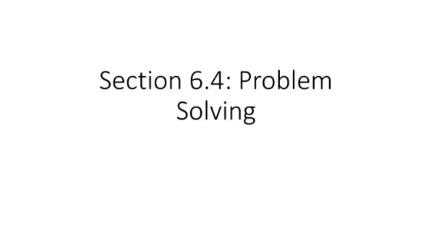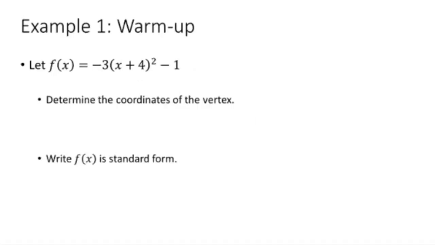Section 6.4, problem solving. Let's start with the following warm-up problem. Let f of x equal -3 times (x plus 4) squared minus 1. We're first going to determine the coordinates of the vertex. Note that our quadratic function is in vertex form. The benefit of vertex form is that we can immediately tell what the coordinates of the vertex are.